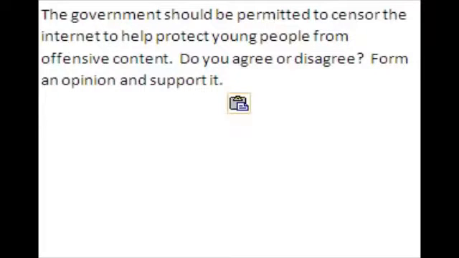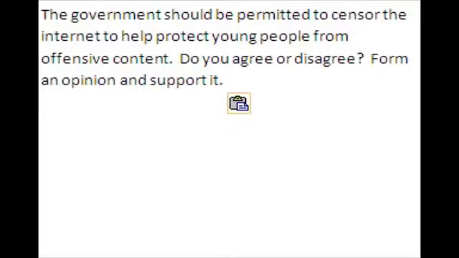Okay, so now that we know the steps that we need to follow to write an argument essay thesis, let's try a sample essay question together. So if we look at this question, it reads, "The government should be permitted to censor the internet to help protect young people from offensive content. Do you agree or disagree? Form an opinion and support it."